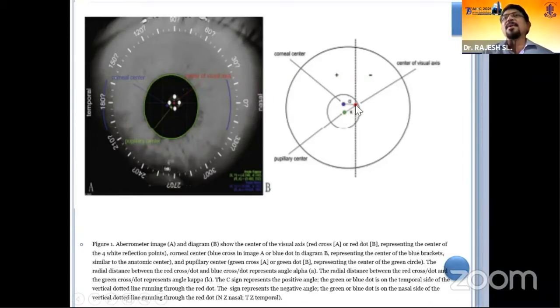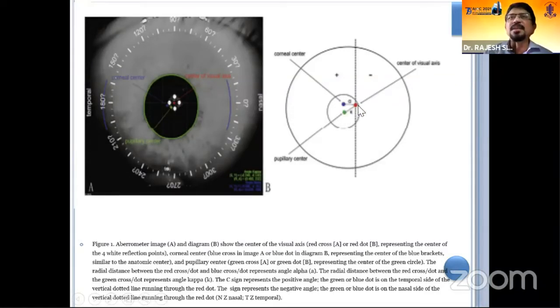Now, angle kappa is important for cornea-based refractive procedures, because most of the trackers track the eye and align the eye based on the pupillary center. And if the visual axis is too far away, then if you do an ablation of the cornea, there will be induction of aberrations, because your ablation should be centered on the visual axis. So that is important in corneal refractive procedures.